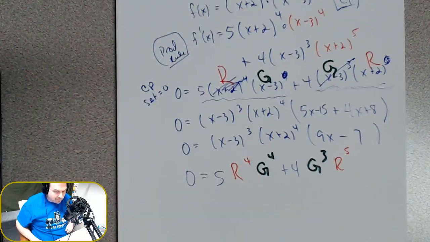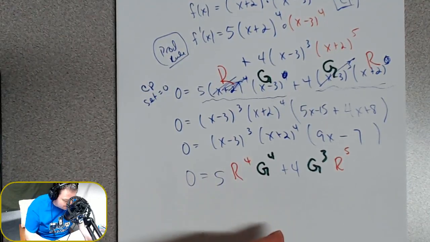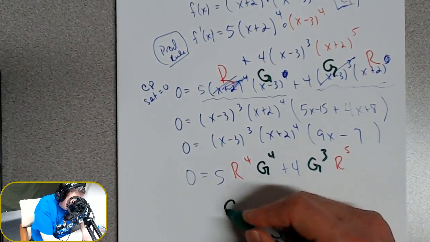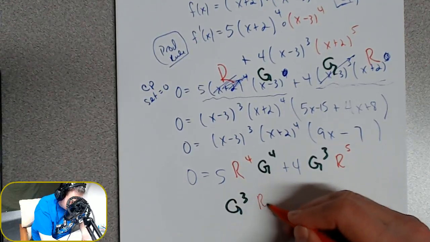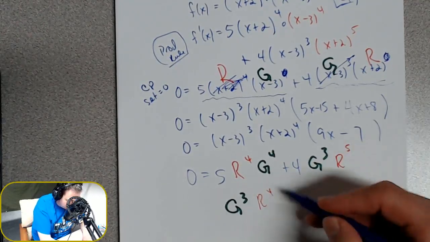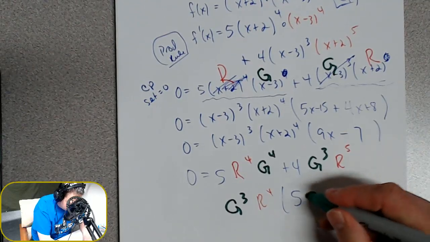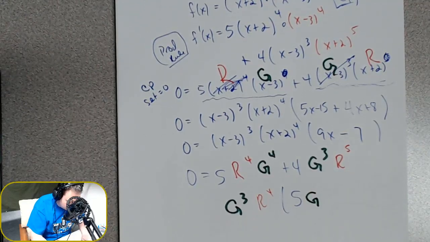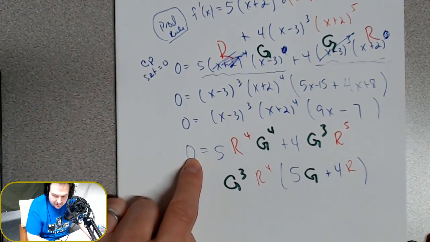Now hopefully that should be a pretty easy greatest common factor. What do they have in common here? They got 3 g's and they got 4 r's. And what's the leftovers? The leftovers are 5, and this leftover has a g, plus 4, and this one has an r leftover. If I did it like that, I'm sure everyone will be able to do greatest common factor there.